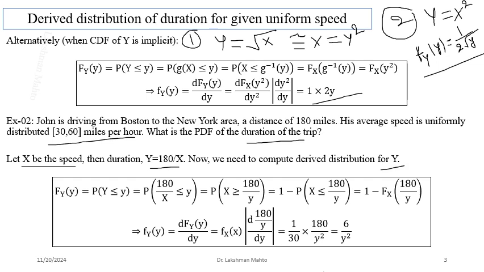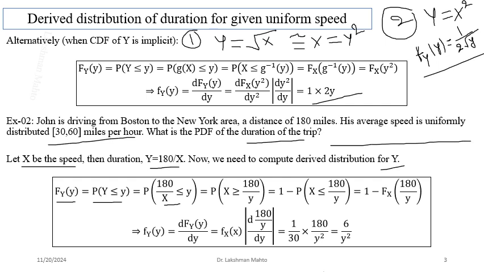So as per the approach, we will find the PDF of y by first computing the CDF. F of y is defined as the probability that y is up to the observed value small y. And what is y? Y is 180 by x. So we replace it: the probability that 180 by x is less than or equal to small y. It is just an inequality, solve it. How will you write it? The probability that x is greater than or equal to 180 by y. So what kind of probability is this? This one is a tail probability.